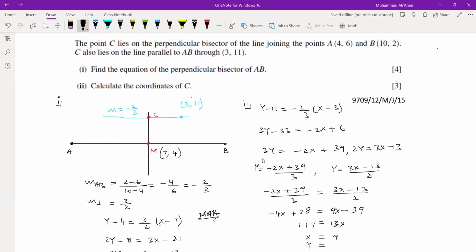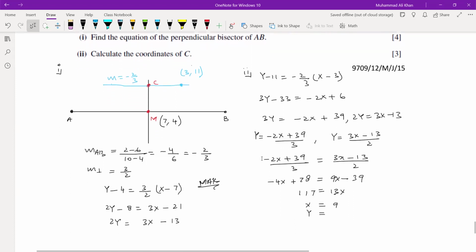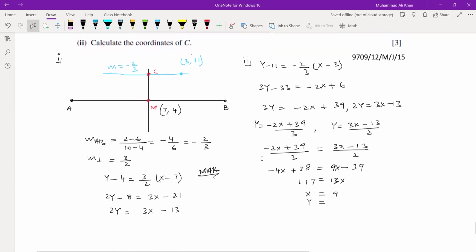The value of y is, किसी भी equation में आप रख सकते हैं. When x is 9, so 9 3s are 27. 27 minus 13 is 14, divided by 2 is 7. So the coordinate of C के coordinates क्या आ गए? 9, 7. Are you clear? Any confusion?